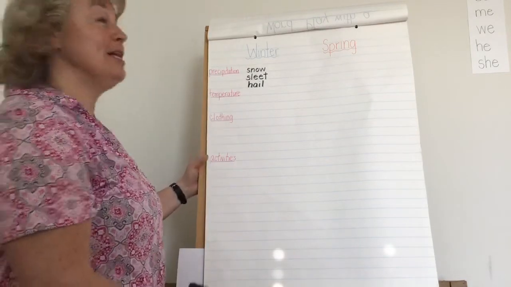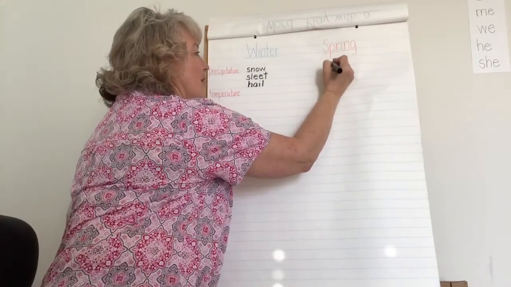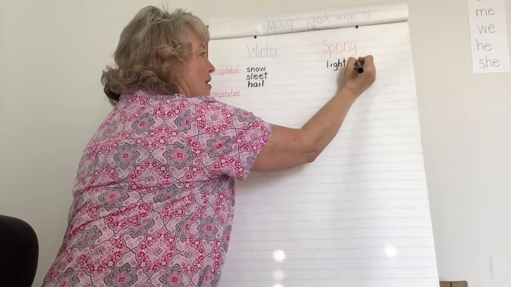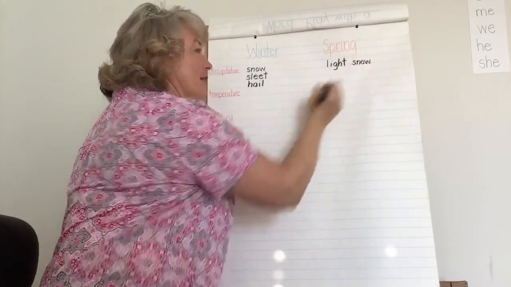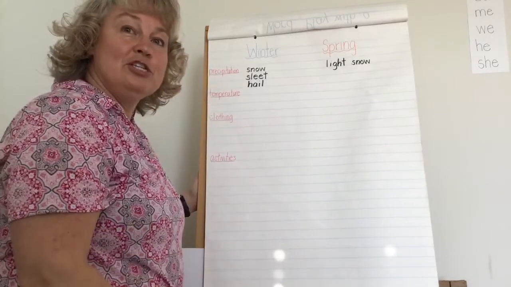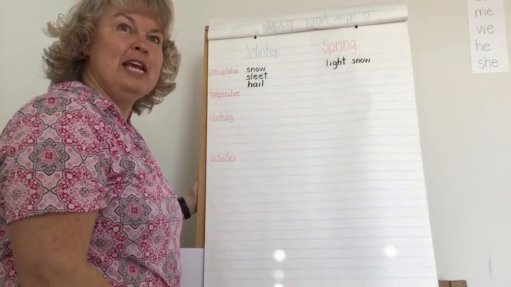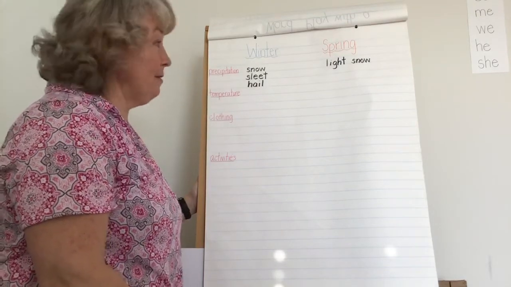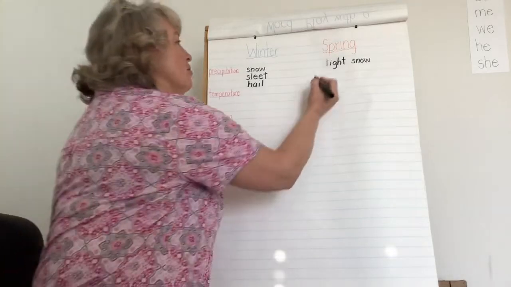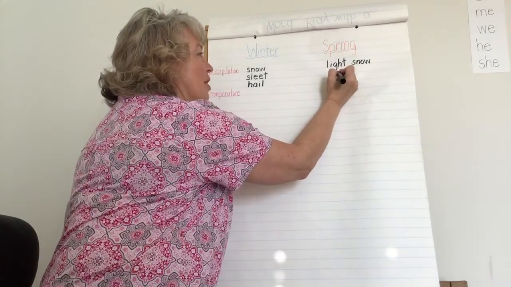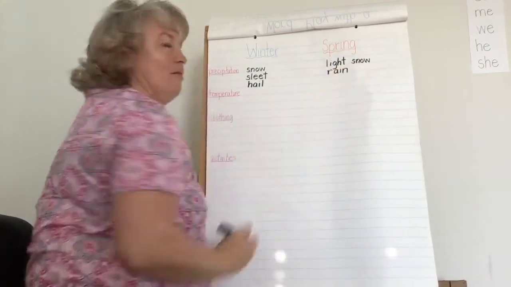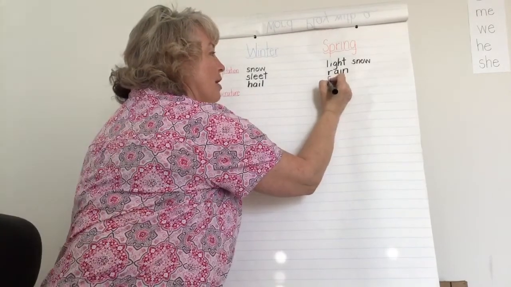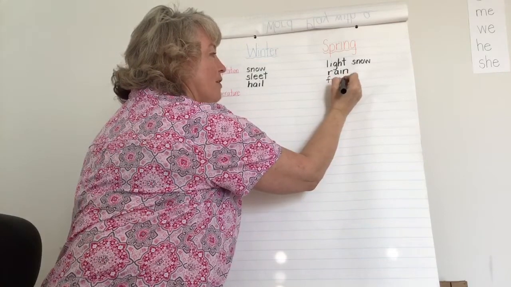Okay, and I'm going to write mine down. Light snow, and we actually saw that happen last week. And you know what? I woke up this morning and there was just a dusting of snow on the grass this morning. I know I would also see lots of this in the spring. Right? Rain. Maybe even a little freezing rain because sometimes it's still cold enough in the spring.